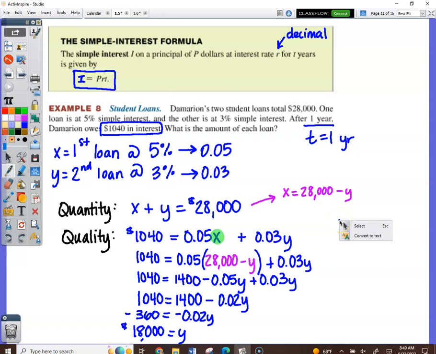So this was y. Y was which interest rate? 3%. So 3% interest. Actually, we could just write the sum. It was $18,000 at 3%. How do I get the other? Subtract. Total is 28,000. So the 5% interest is 10,000.